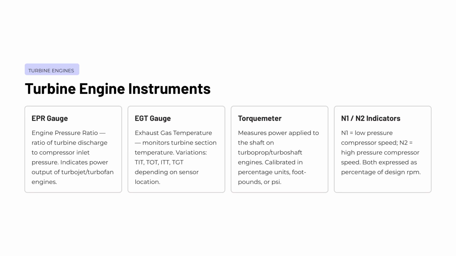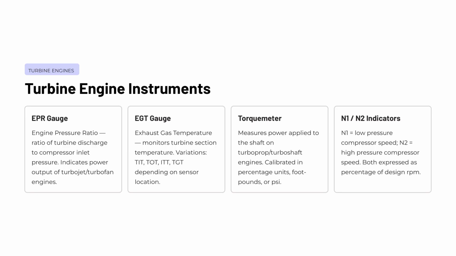The exhaust gas temperature gauge monitors the heat levels within the turbine section. You may see this referenced under several different names depending on where the temperature sensor is located, including TT, TOT, ITT, or TGT.